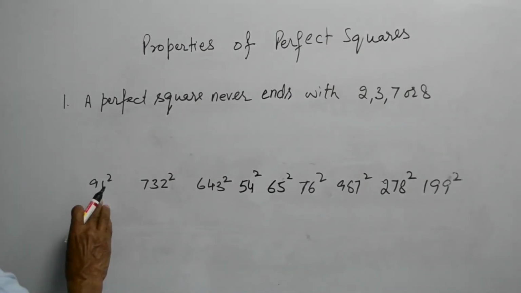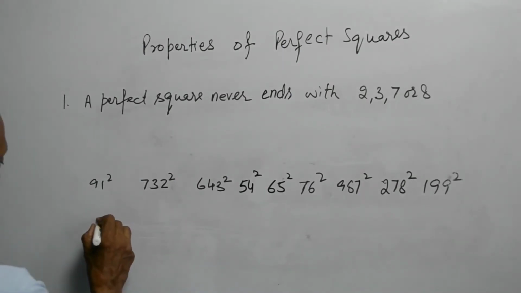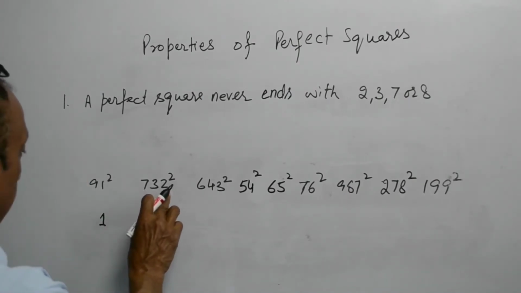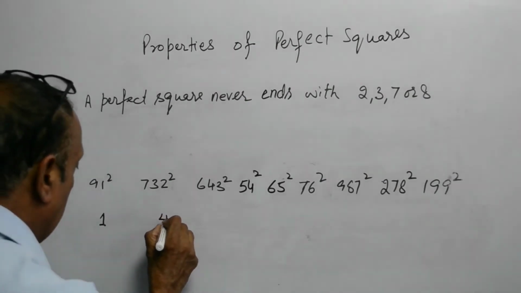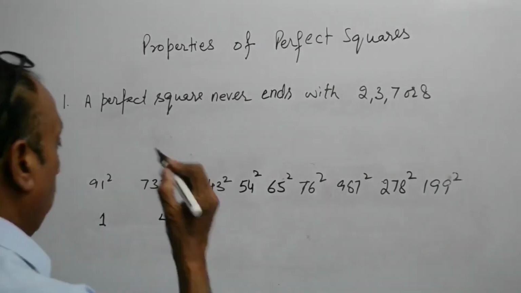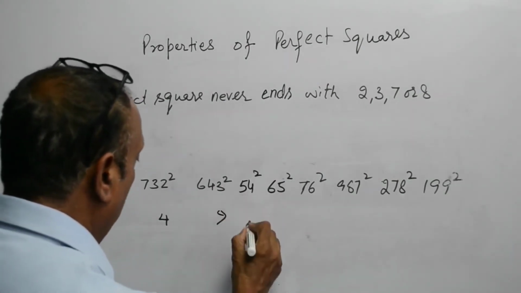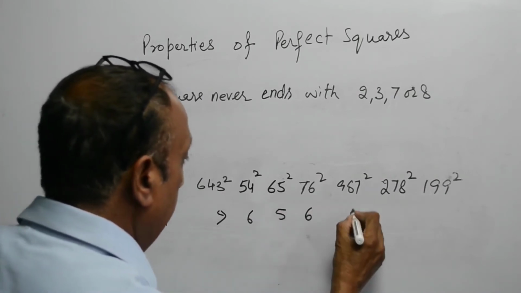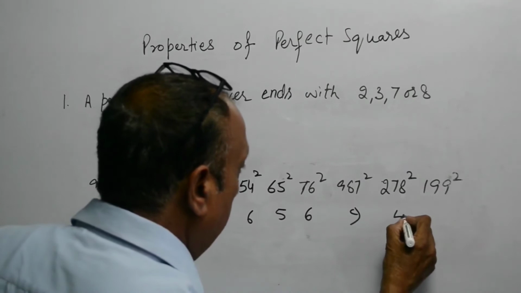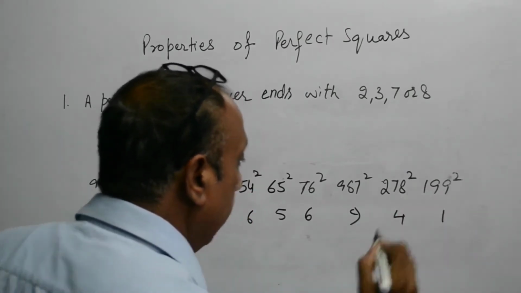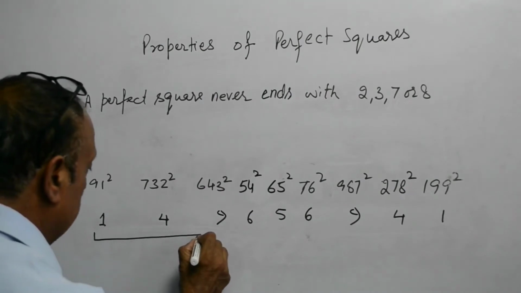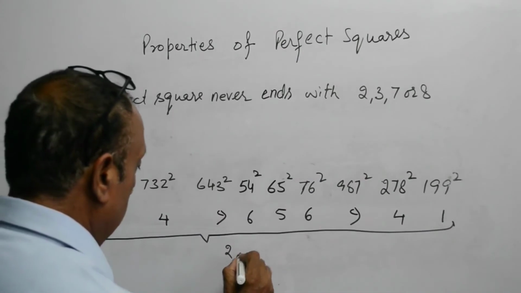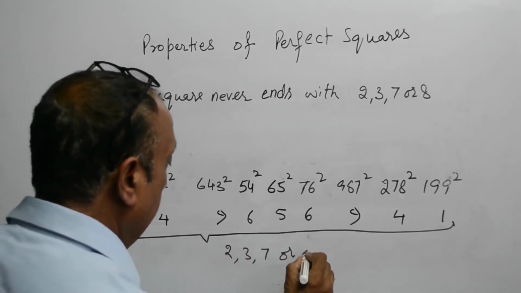Now see this explanation. If we take the square of a number ending with 1, we are going to get 1 as the last digit of its square. And if we square a number ending with 2, we are going to get 4 as the last digit of the square. In case of 3, we are going to get a 9. In case of 4, we are going to get a 6. Here we will get a 5. Here 6. Here 9. Here 4. And here in case of 9, we are going to get a 1. So in the last digit of all the squares, we are not getting any 2, 3, 7 or 8.